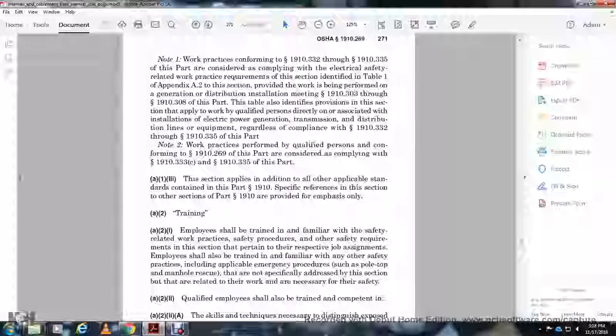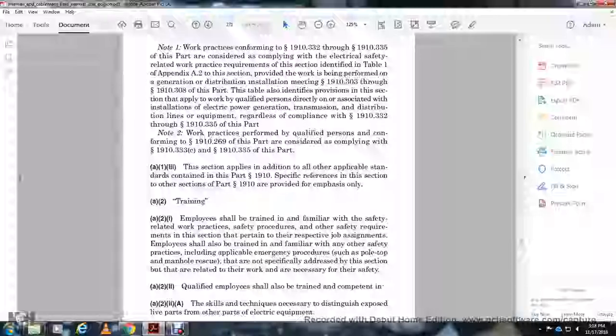(a)(2) Training. Employees shall be trained to be familiar with the safety-related work practices, safety procedures, and other safety requirements in this section that pertain to their respective job assignments. Employees shall also be trained in and familiar with any other safety practices, including applicable emergency procedures such as pole-top and manhole rescue, that are not specifically addressed by this section but that are related to their work and are necessary for their safety.